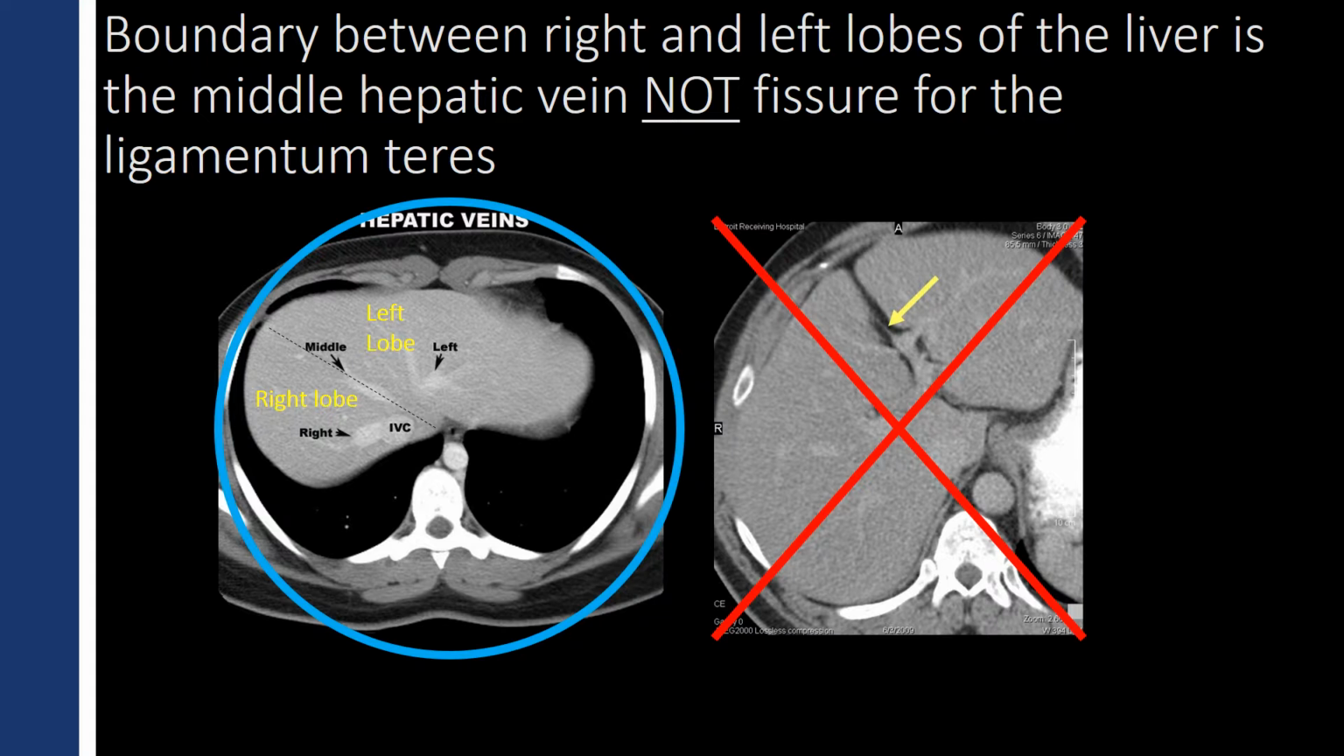Just for your information, this is probably more than you need to know. The left hepatic vein will separate the medial and lateral segments of the left lobe of the liver. The right hepatic vein will separate the anterior and posterior segments of the right lobe of the liver. But the only thing you really need to know is that the middle hepatic vein separates the left and right lobes of the liver, so that if you have to give a report to a surgeon about where that tumor is, you can at least give him a general ballpark idea if it's in the left lobe or the right lobe.